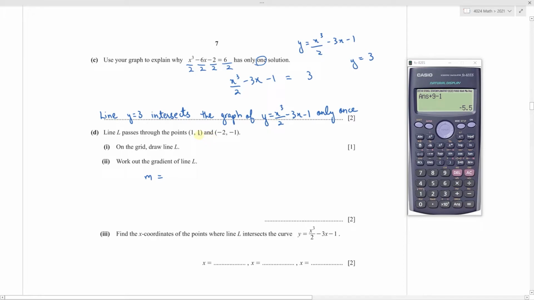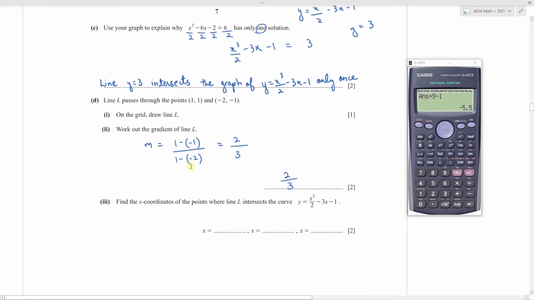So let's use this: y2 minus y1, which is 1 minus minus 1, divided by x2 minus x1, which is 1 minus minus 2. So this becomes plus, and then add them. This ends up 1 plus 2, which is 3. So your gradient is 2 over 3 for the line L.